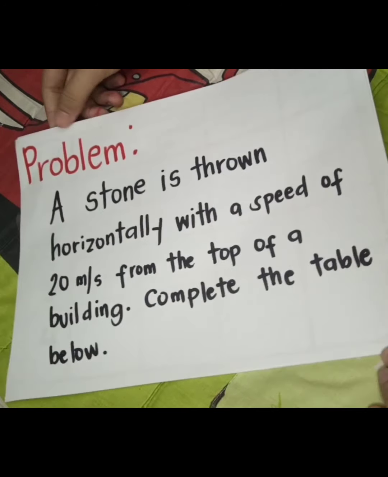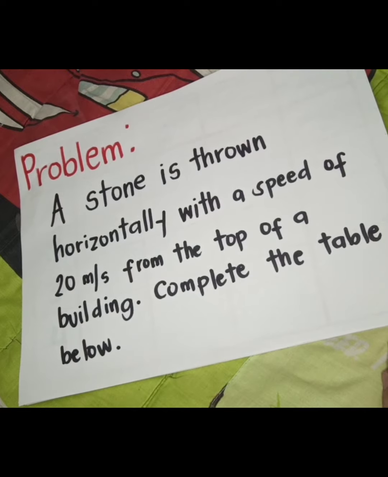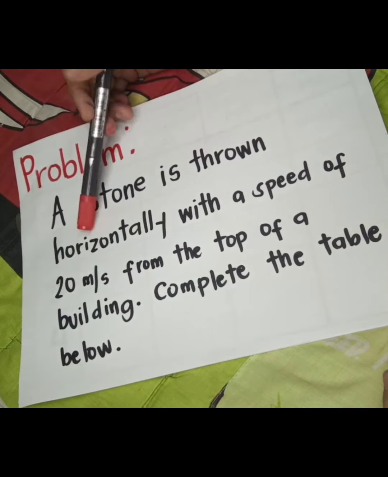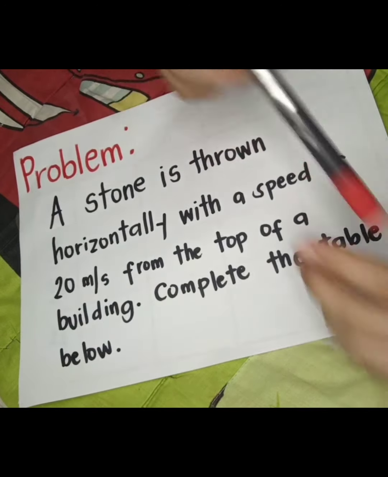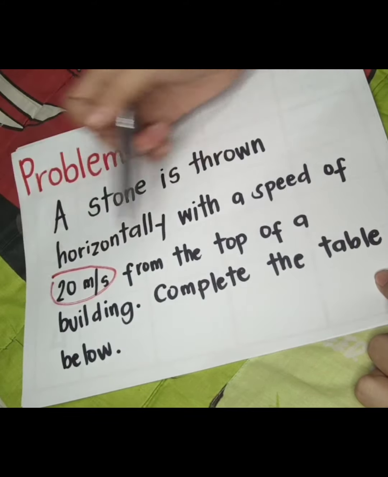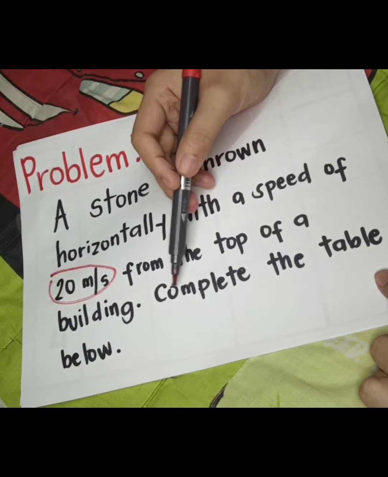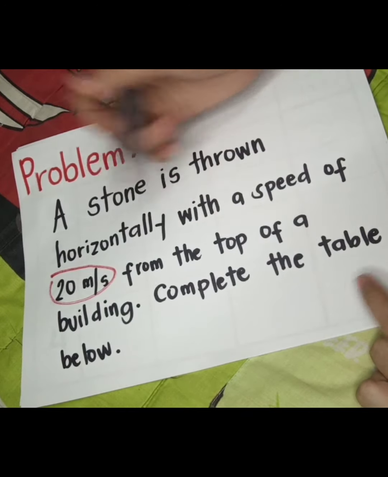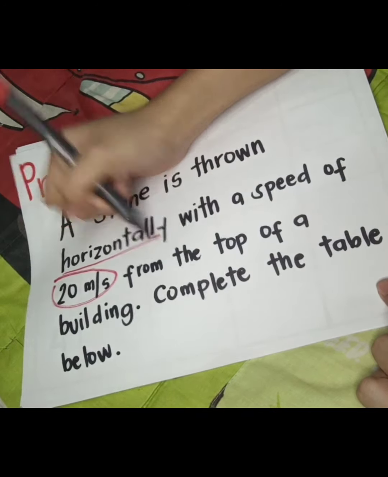So first, here is our problem. A stone is thrown horizontally with a speed of 20 meters per second from the top of a building. Complete the table below. So take note of the word horizontally.